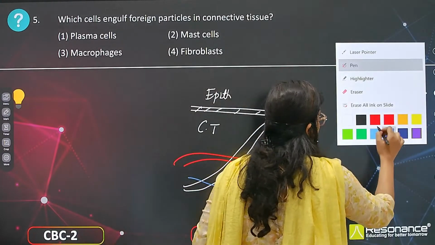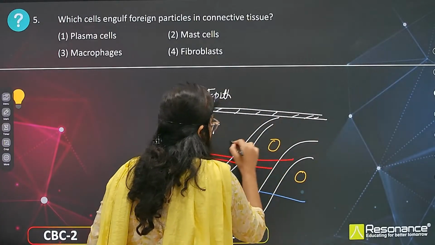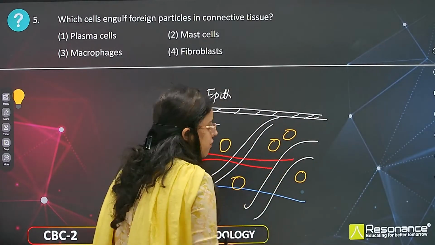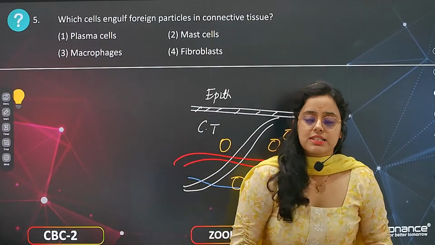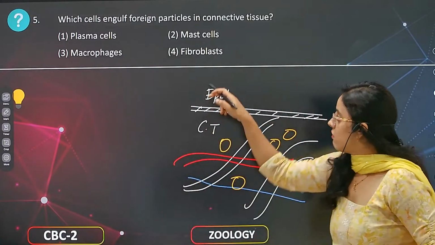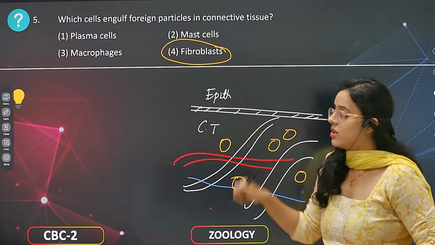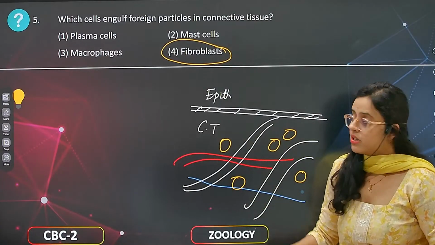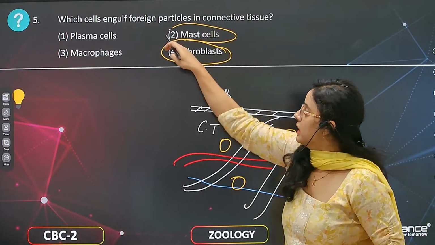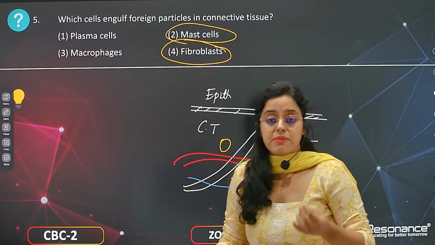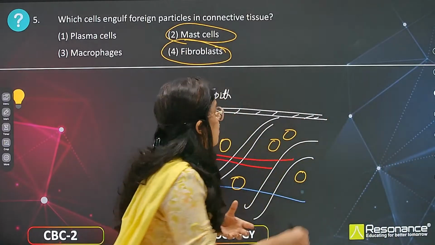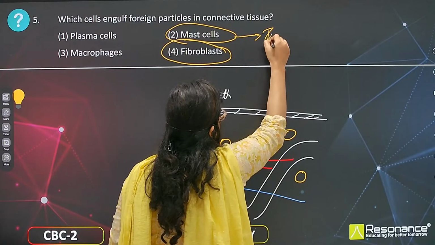Then we have different types of cells. Some are macrophages, some are plasma cells, some are fibroblasts. What is the role of fibroblast cells that are present in the areolar tissue? They form fibers. And what are the mast cells doing? They secrete secretions like heparin, histamine, which causes inflammation.